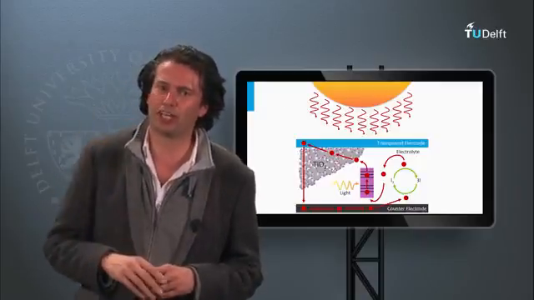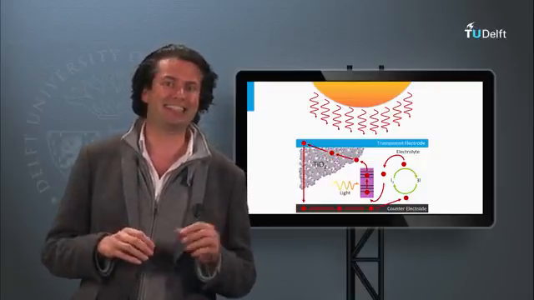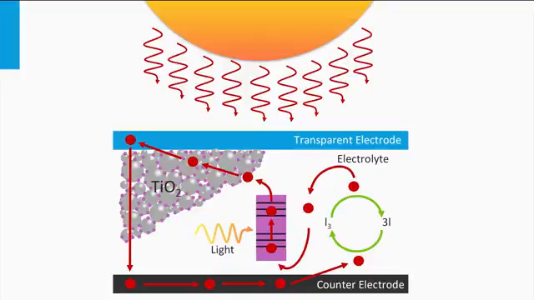An alternative solar cell concept based on organic materials is the so-called dye-sensitized solar cell. It's a photoelectrochemical system. It contains titanium oxide nanoparticles, dye particles, an electrolyte and a platinum contact. In this illustration, the dye-sensitized solar cell is schematically shown.